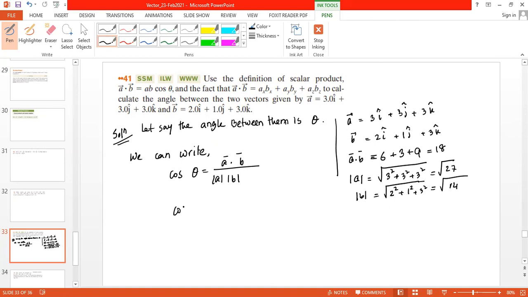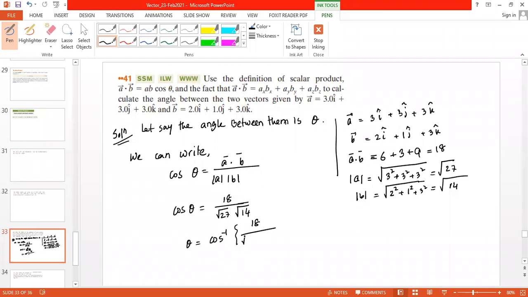So cosine of theta equal to A dot B, which is 18, divided by magnitude of A, square root of 27, and magnitude of B, square root of 14. So theta is equal to cosine inverse.